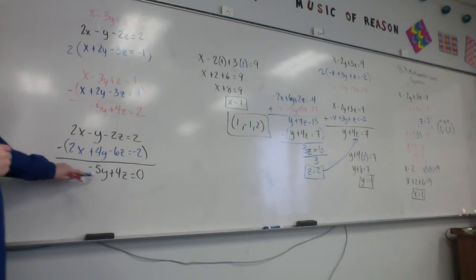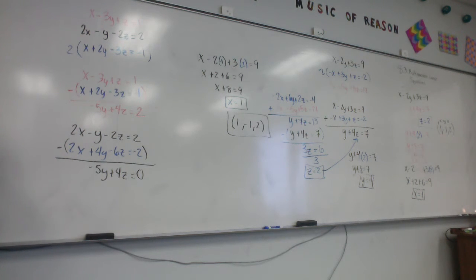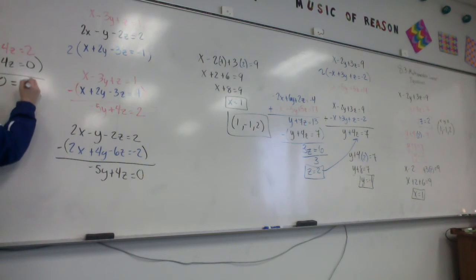Now, here, I'm going to use these two equations now. You get negative 5y plus 4z equals 2, and you have negative 5y plus 4z equals 0. Subtract them. Negative 5y minus negative 5y gives me 0. 4z minus 4z gives me 0. 2 minus 0 gives me 2. No solution. This is inconsistent. So it's no solution and inconsistent.